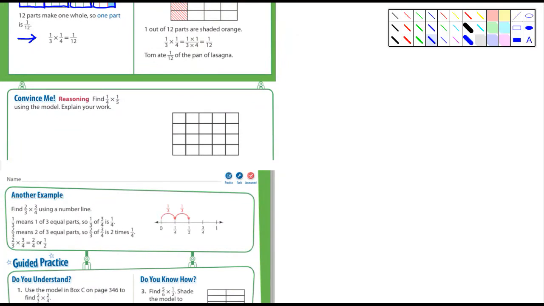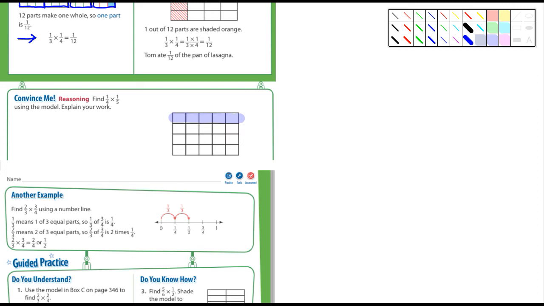So let's look at the convince me really quick. We can do that one together. It says find 1/4 times 1/5, and it says use the model to explain your work. Well, so let's represent, let's see here. Find 1/4 times 1/5. So let's highlight a quarter right here. This is a quarter. All right, and there's 3 other quarters that I have not highlighted. So I'm not worried about this one, this one, or this one. I'm just highlighting 1/4. Okay, you can see that.